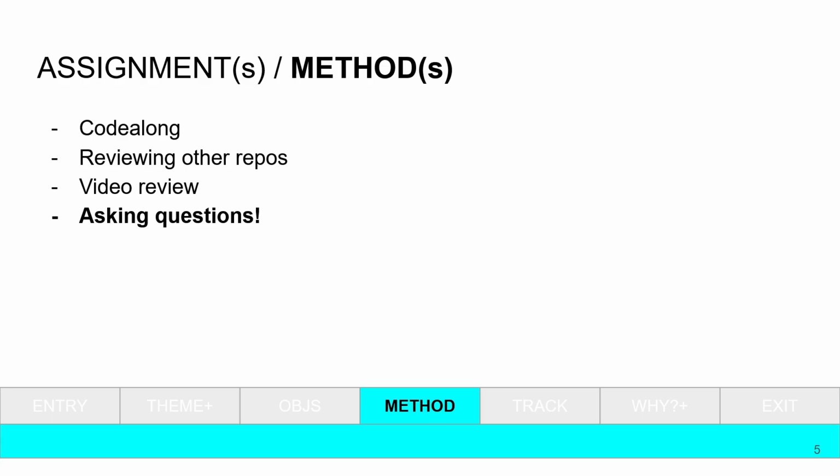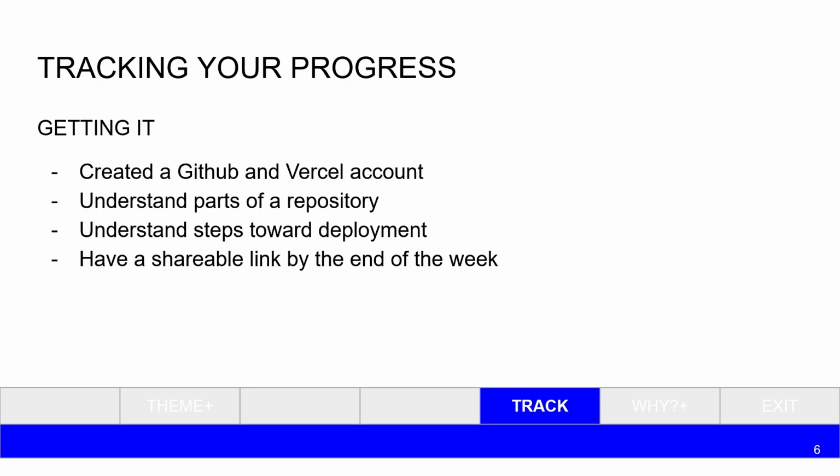So at the end of today and at the end of this week, you are getting what I'm teaching you because you've created both a GitHub and a Vercel account. You understand parts of a repository, which I'm going to show you in a second. You understand the steps towards creating a deployment, which is taking your code and putting it on the internet so it's actually accessible. And by the end of the week, we will have a shareable link. You might have to do some Vercel stuff from home, but thankfully it's just checking boxes until it works, okay?